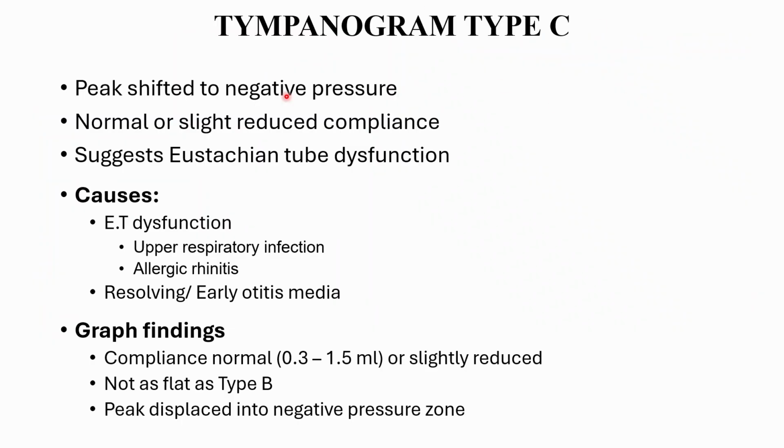Type C tympanogram. Now the peak will be there, but it will be shifted towards the negative pressure. The peak will be normal or slightly reduced, and it usually suggests eustachian tube dysfunction. Now eustachian tube dysfunction can have many reasons. Upper respiratory tract infections, which include tonsillitis, sinusitis, rhinitis, and so forth. Whichever upper airway condition affects the eustachian tube will lead to eustachian tube dysfunction. And non-infective conditions like allergic rhinitis and vasomotor rhinitis can also lead to eustachian tube dysfunction.